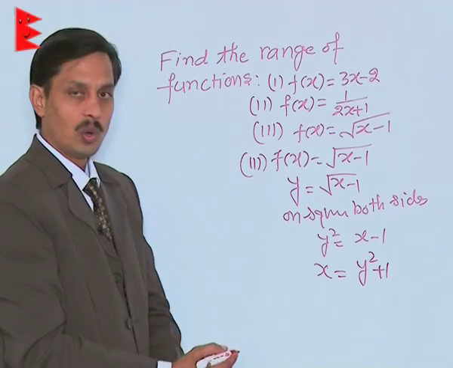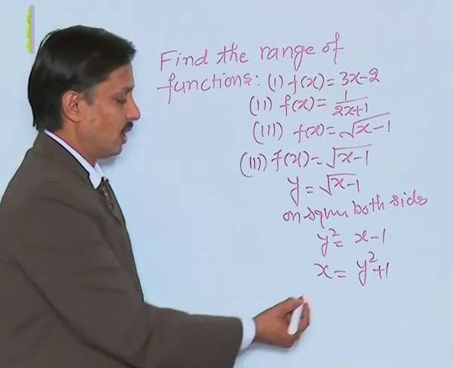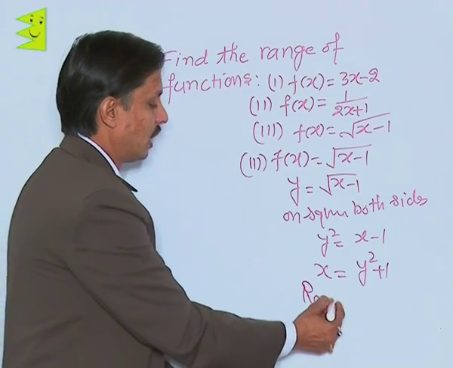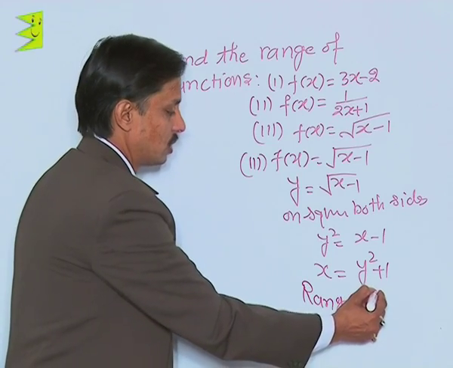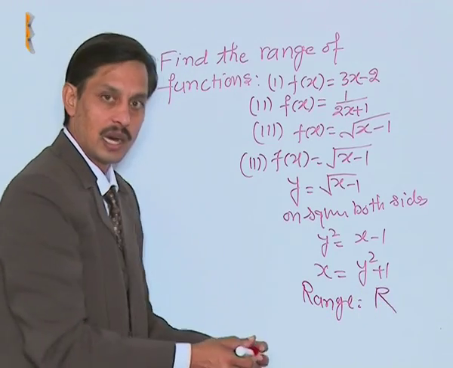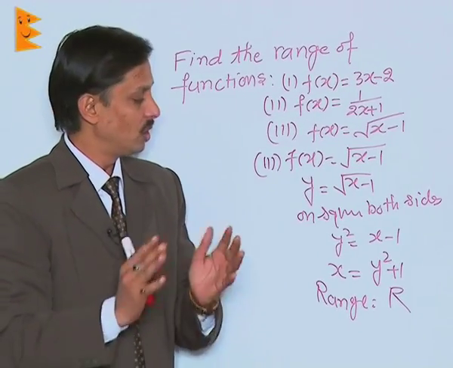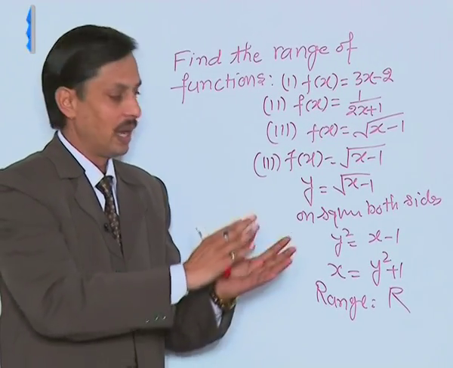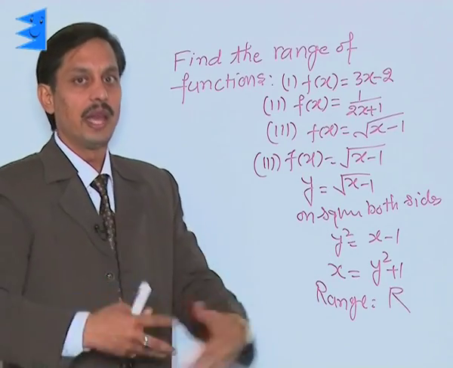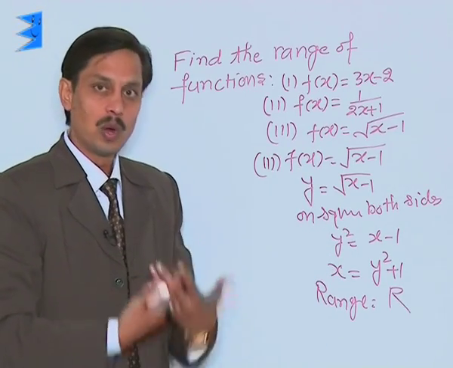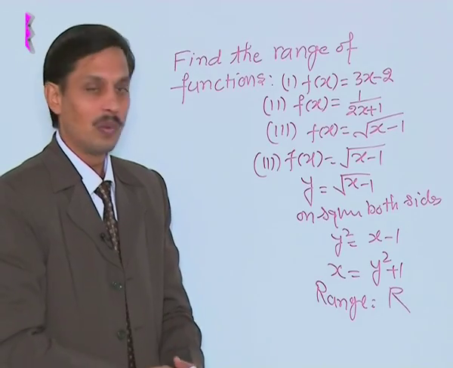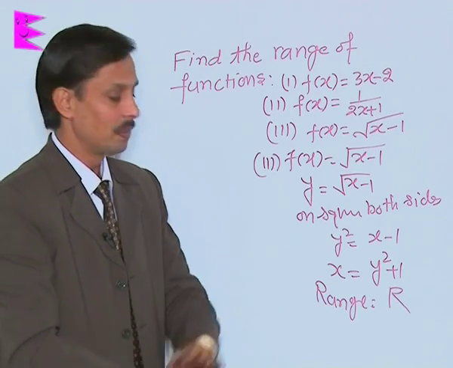There is no square root, there is no denominator. So simply we will say that the range is capital R. So the method for obtaining the range is to express x in terms of y and obtain the set of possible values of y, which gives us the range.